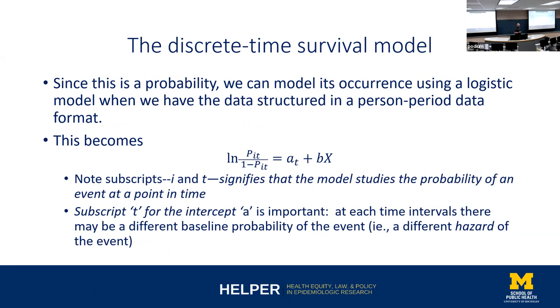The i and the t, the subscripts, signify that the model studies the probability of an event at a given point in time. So we're looking at the probability over time. Again, a basic logistic model with a little bit of detail. The other thing to note is the intercept, the a with the subscript t. What this says, and why it's important, is that at each time interval, there may be a different baseline probability of the event. In other words, a different hazard of the event at the given point in time.